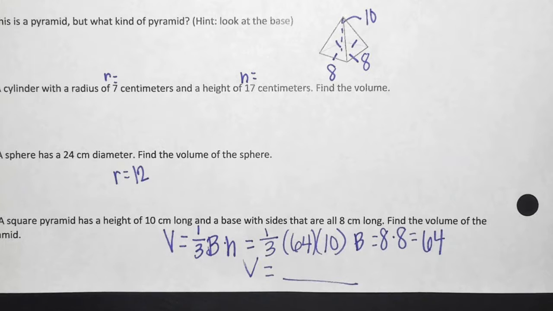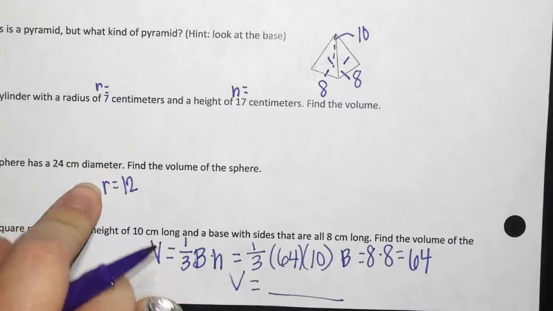This is your test tomorrow. A square pyramid has a height of 8 centimeters long and a base with sides that are 9 centimeters long. Do you think you need to know how to do this one?